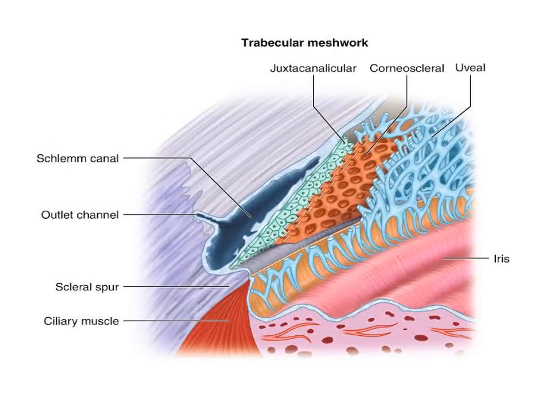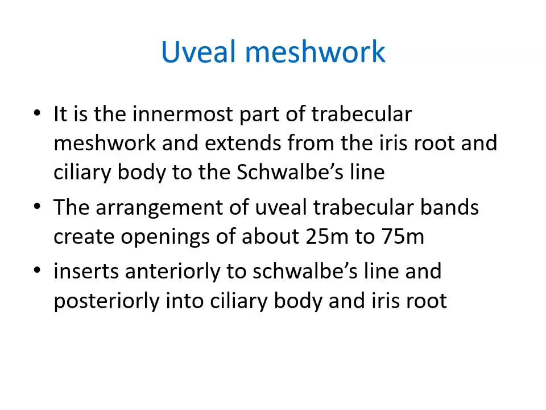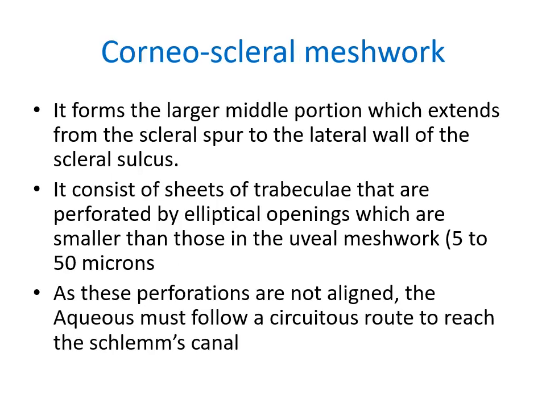Once again, the components of the trabecular meshwork: the uveal meshwork extends from the root of the iris and ciliary body band, and behind that, from the scleral spur, there is another meshwork, the corneoscleral meshwork, and behind that is the juxtacanalicular meshwork, which bridges the Schlemm canal. The uveal meshwork is the innermost part of the trabecular meshwork. As we saw, it extends from the iris root to Schwalbe's line. It is arranged to create some openings, and it inserts anteriorly to Schwalbe's line and posteriorly to the ciliary body.